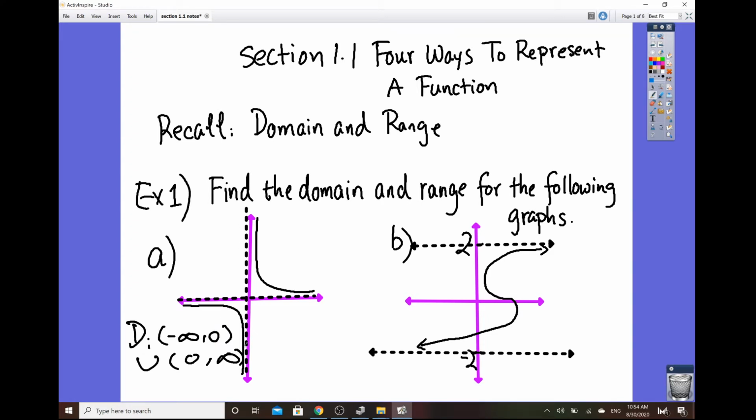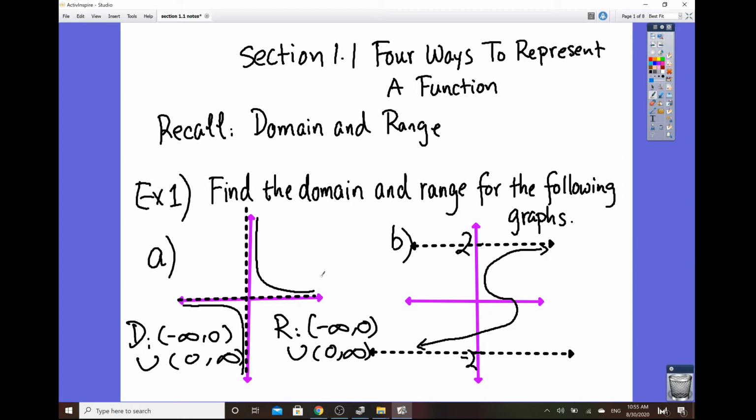And now what about the range? Quite similar. You look along the y-axis and find any restricted value. Here the x-axis means that y cannot be 0. So the range is negative infinity to 0, union 0 to infinity. Again, the way to state a domain or range is always from the least to the greatest.